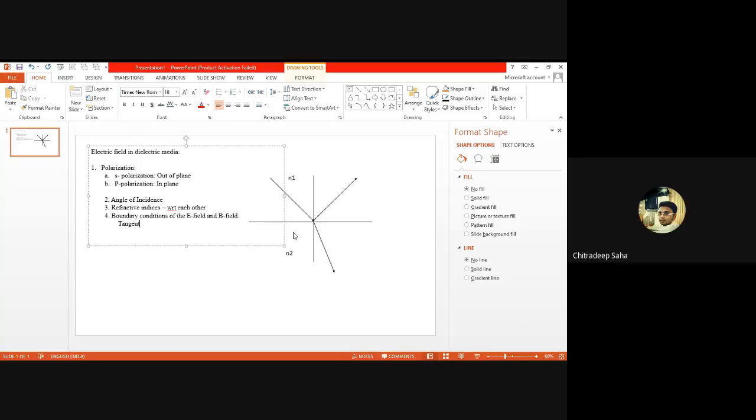Yeah, it can be proved from Gauss's theorem as well by considering a cylindrical surface. Each remains continuous, and the normal components of B remain continuous.